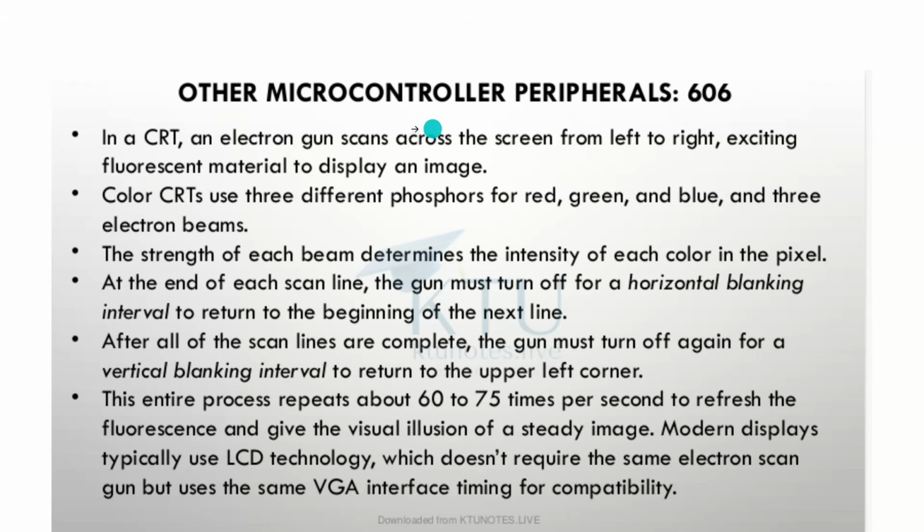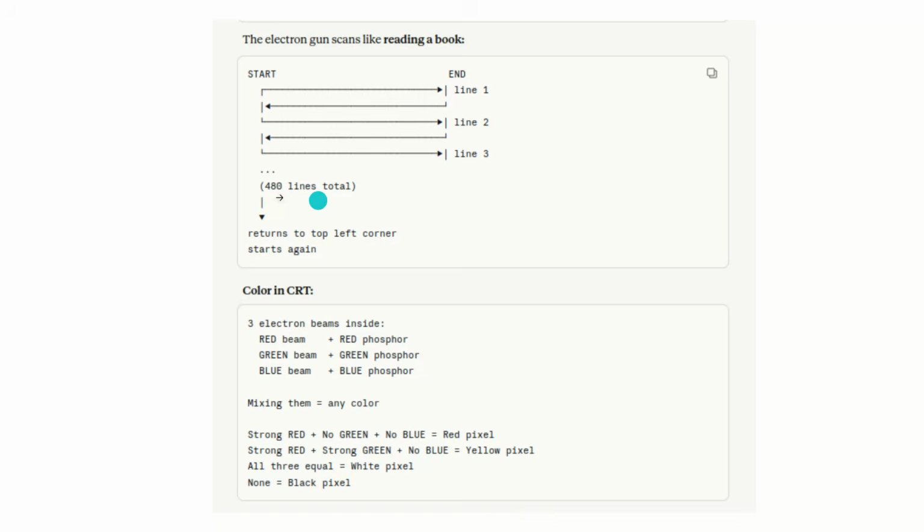It scans across the screen from left to right, exciting fluorescent material to display an image. After scanning, it excites some fluorescent material to show the image. Now let's see how colors come in the cathode ray tube. Here we are understanding that it is actually scanning. The electron gun scans like reading a book.